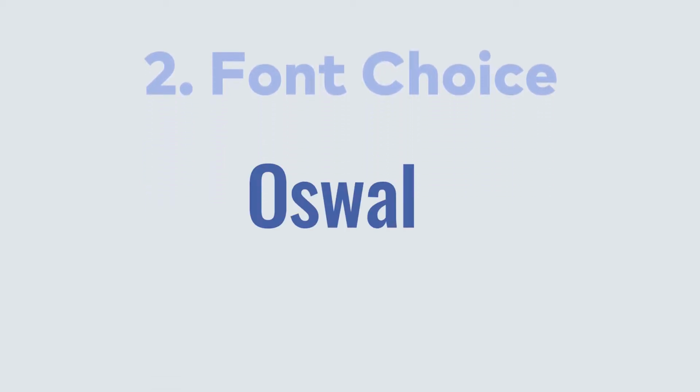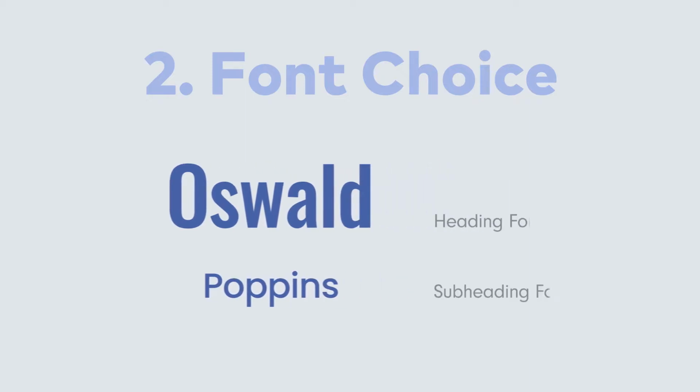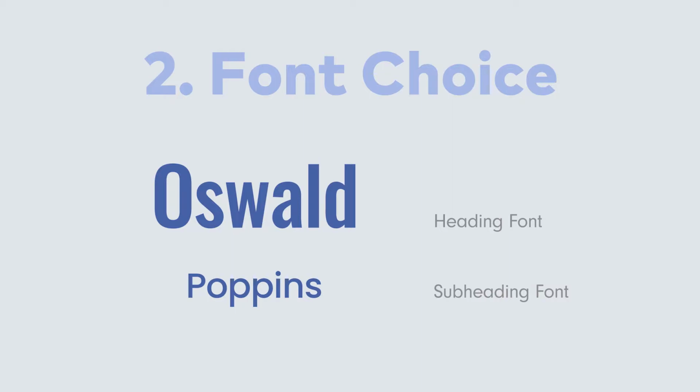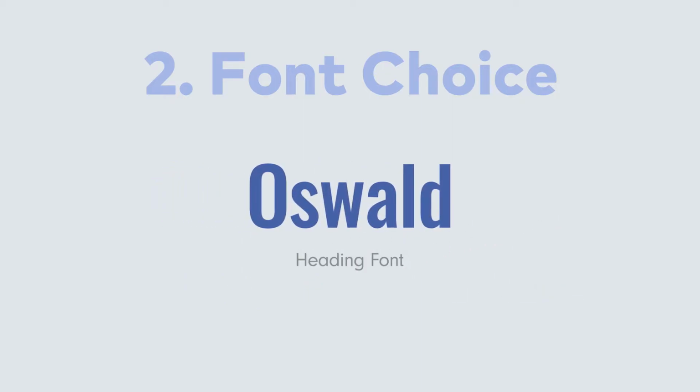Second, choose a main font for any text you'd like to add to your post. I chose a font called Oswald. This will be my primary font. However, if you'd like to use 2 fonts, one as a heading font and one as a subheading font, go ahead, but today we're only using one.